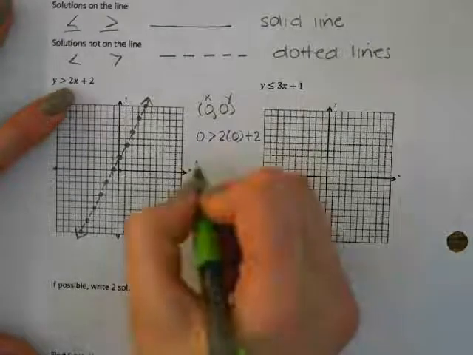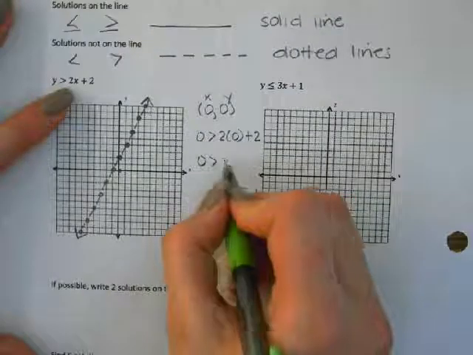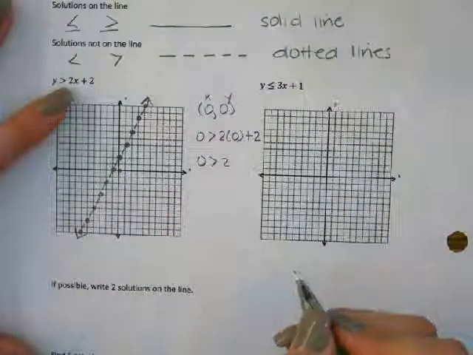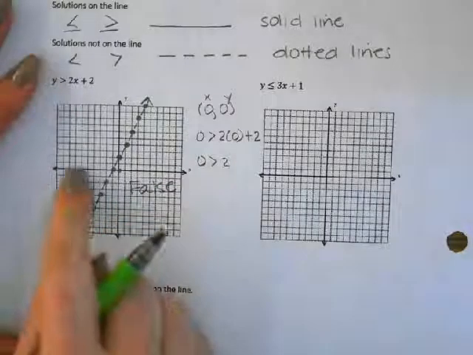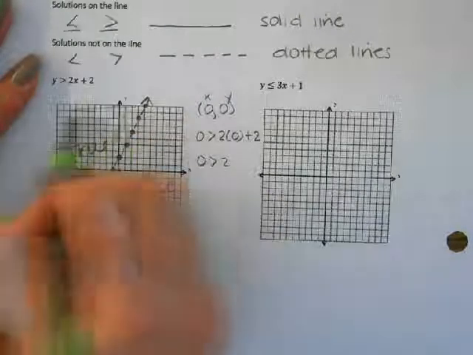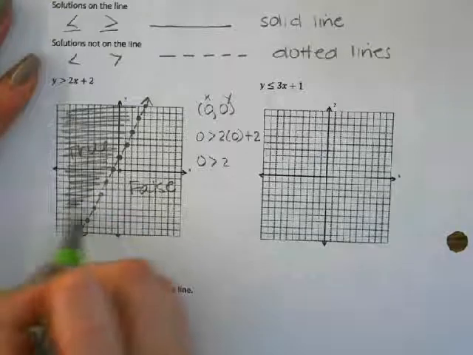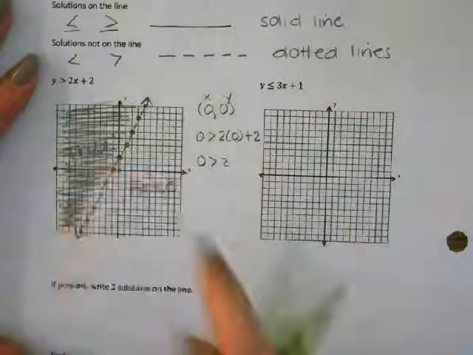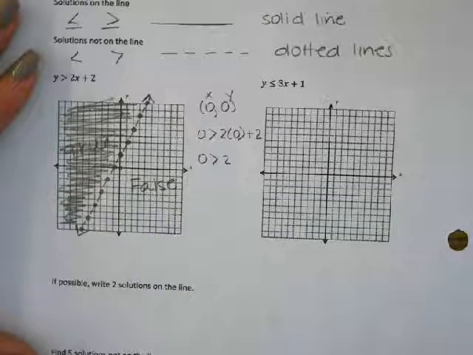So that gives me 0 is greater than 2. Is that true or false? That's false. So this side is false. What does that mean about this side? It's true, and that means that it should be shaded over here. So all the solutions to the inequality show up on this side. That's what that means.